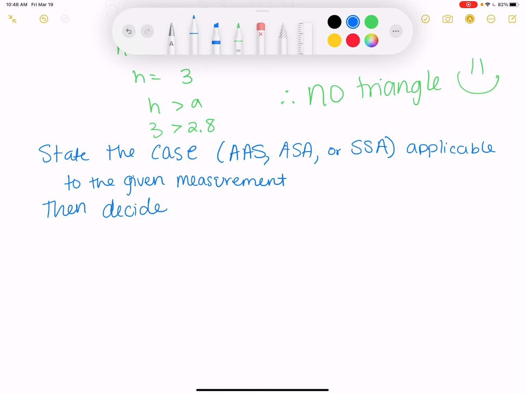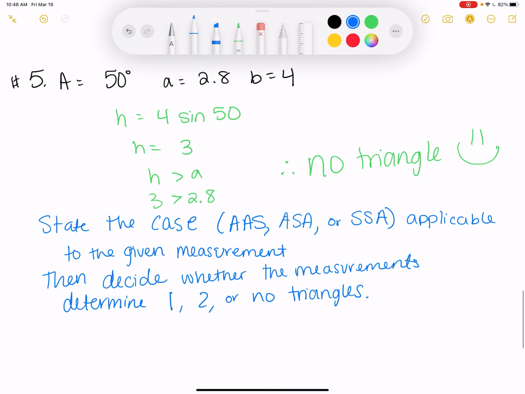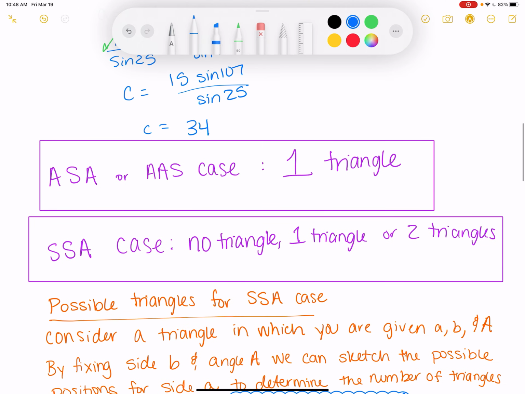Decide whether the measurements determine one, two, or no triangles. Okay, so remember this is referring back to this stuff up here. If we have angle side angle or angle angle side, we have one triangle.